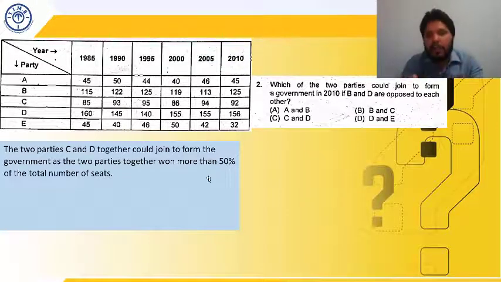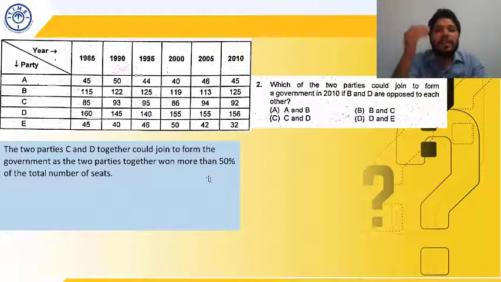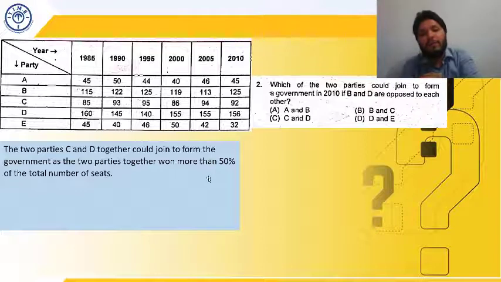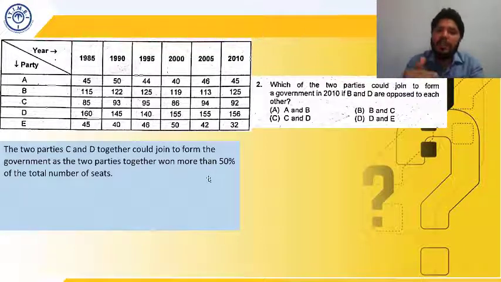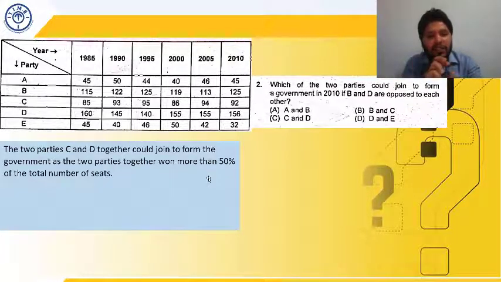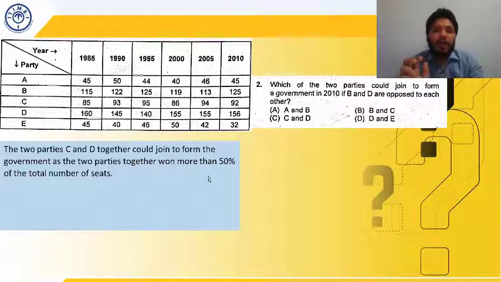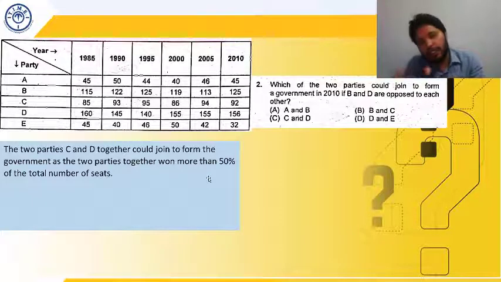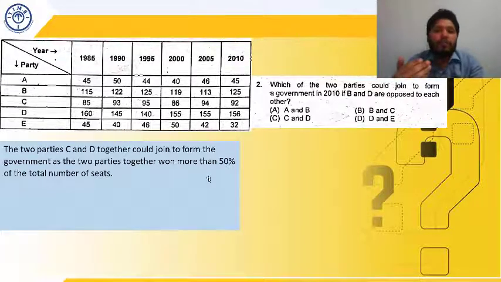So just by seeing the options we can say A and B cannot form the government because it is less than C and D, and we want the sum of these to be more than 50%. Obviously if it is less than C and D, it is going to be less than C plus D plus E also. So similarly D and E cannot form the government, so either the answer is B and C or C and D. In B and C and C and D, C is common to both. So whosoever is greater between B and D, that is going to be my answer. Obviously D is greater than B, so the answer is going to be C and D.